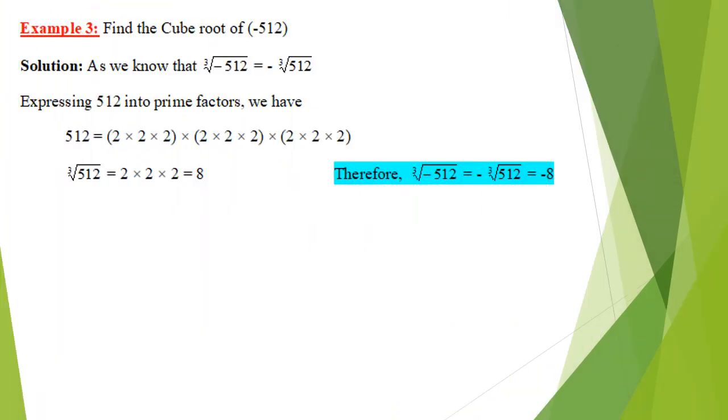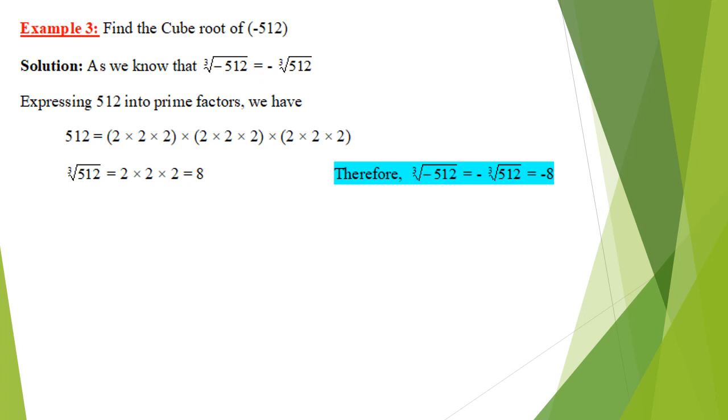Next example is, find the cube root of minus 512. As we know, if a minus sign is given along with the number, what you have to do? Simply take out the minus sign and then write the cube root of the given number. So we only have to bring the minus sign outside. That's it. The rest, as we have done earlier, you have to express 512 into prime factors.